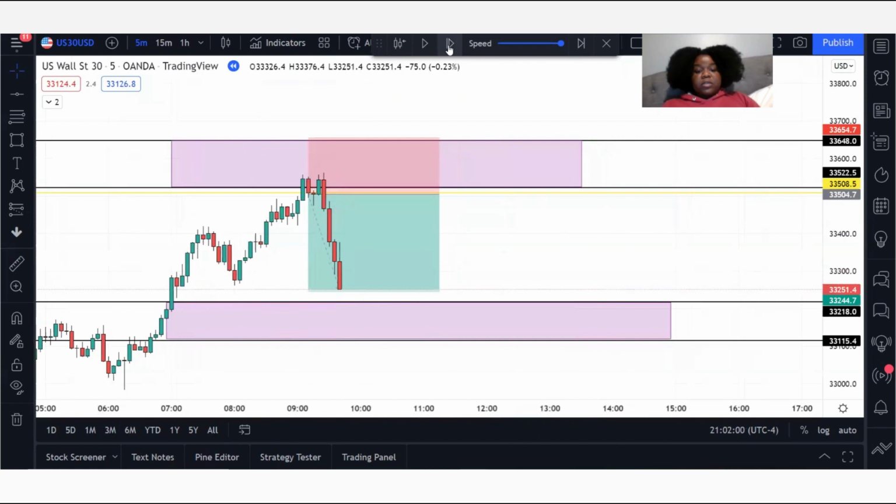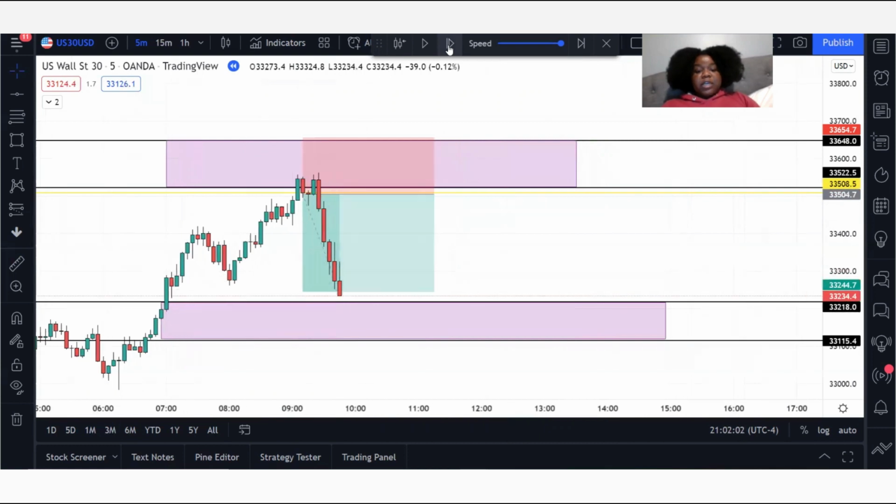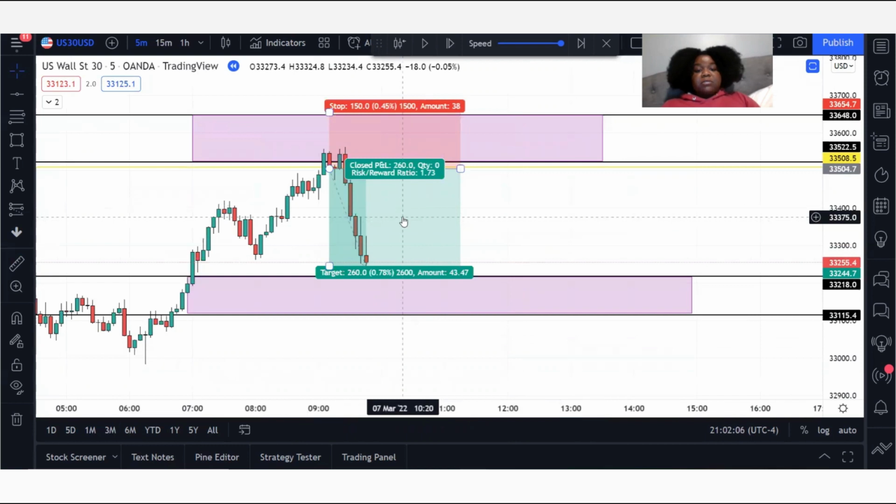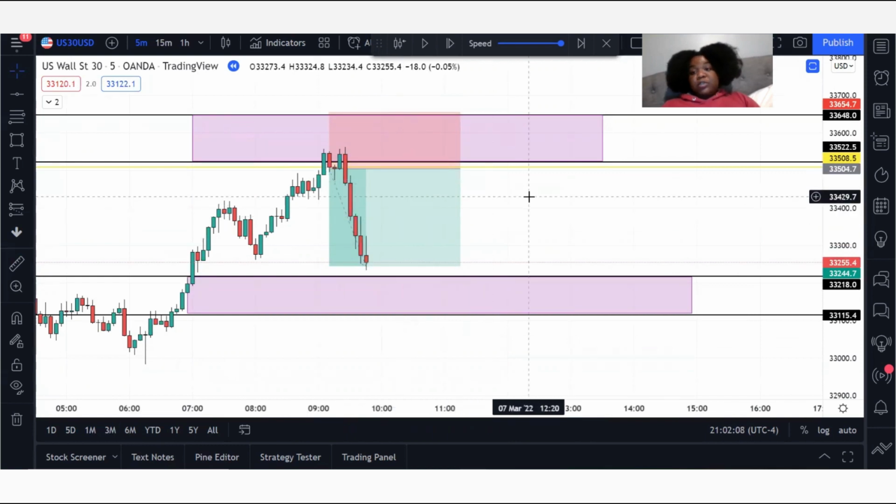Ooh, didn't hit TP yet. Okay, boom. Finally hit TP. That's $260. So we just made $260.